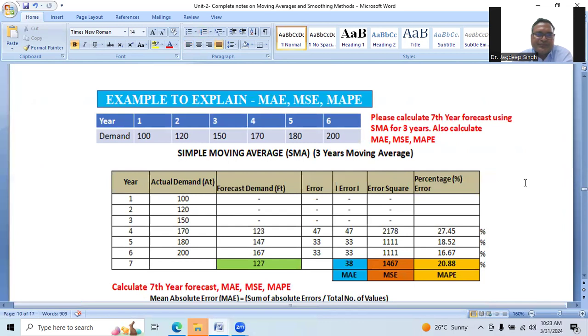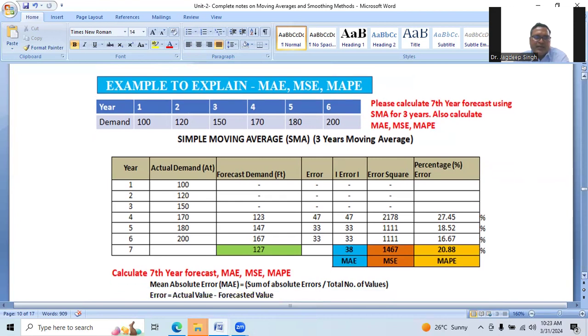Now here it is. There is a numerical given for 6 years, year 1, 2, 3, 4, 5, and 6, and demands are given as 100, 120, 150, 170, 180, and 200. So we need to calculate the 7th year forecast using SMA, simple moving average for 3 years. Also calculate MAE, MSE, and MAPE. So data is already given, right?